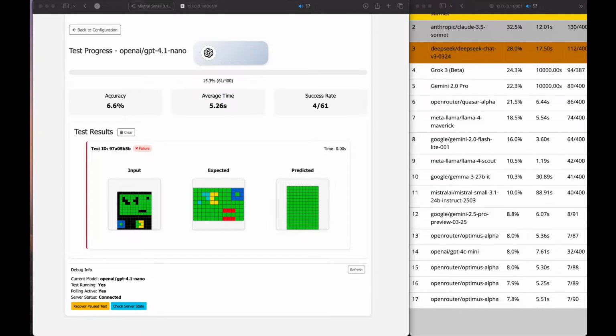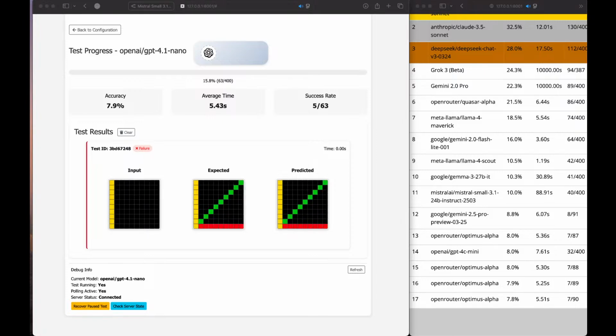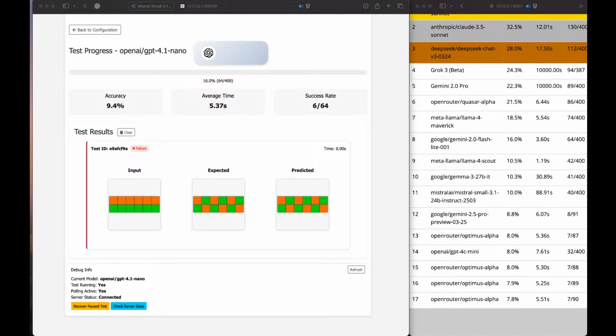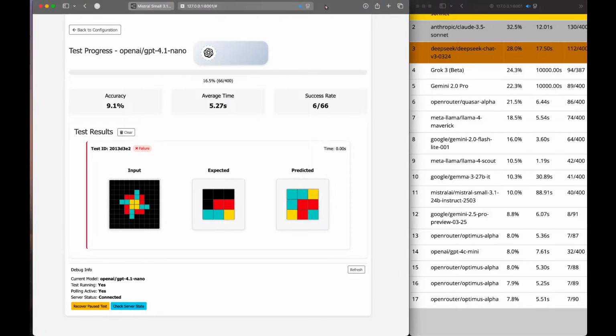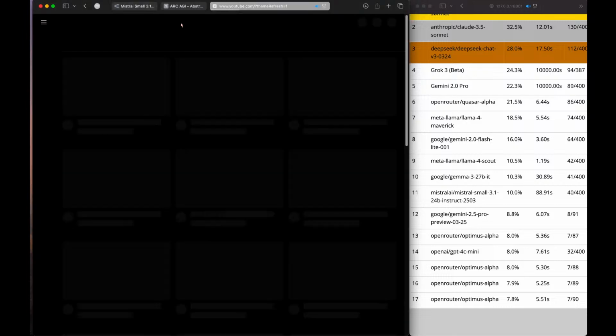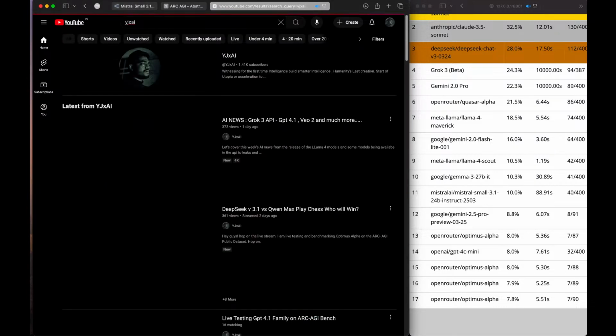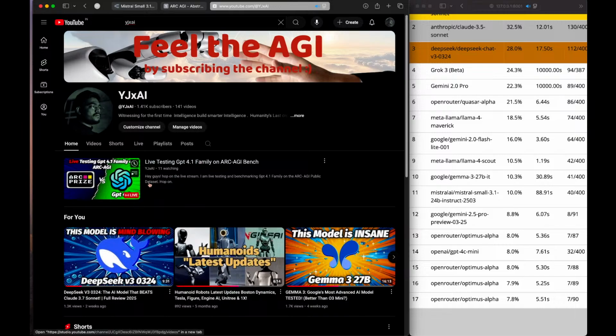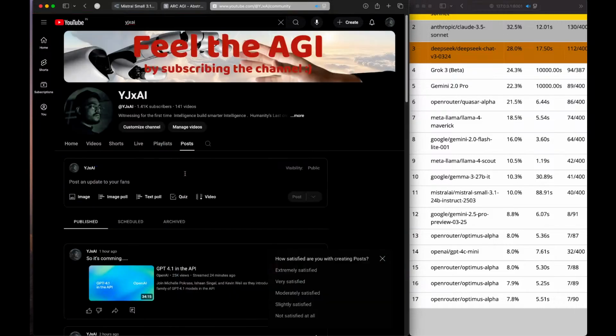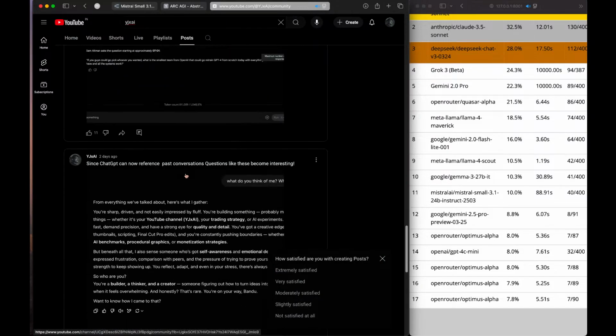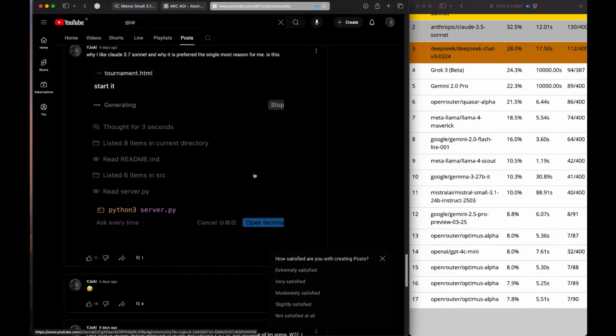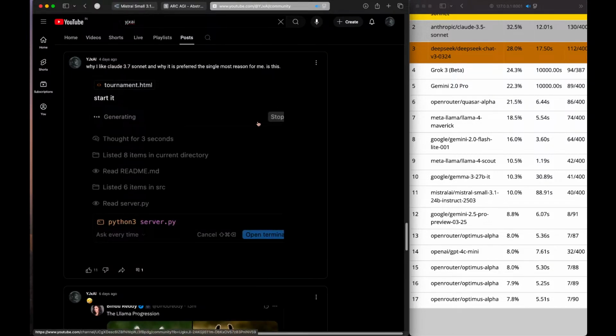So I think one of the biggest things that we can say about GPT-4.1 is its instruction following. OpenAI knew that people are not preferring their models because of poor instruction following. If you don't know, I have made a recent post. Let me show you that. I made a recent post about instruction following. Where is that? Yes, this one. So have a look at this.